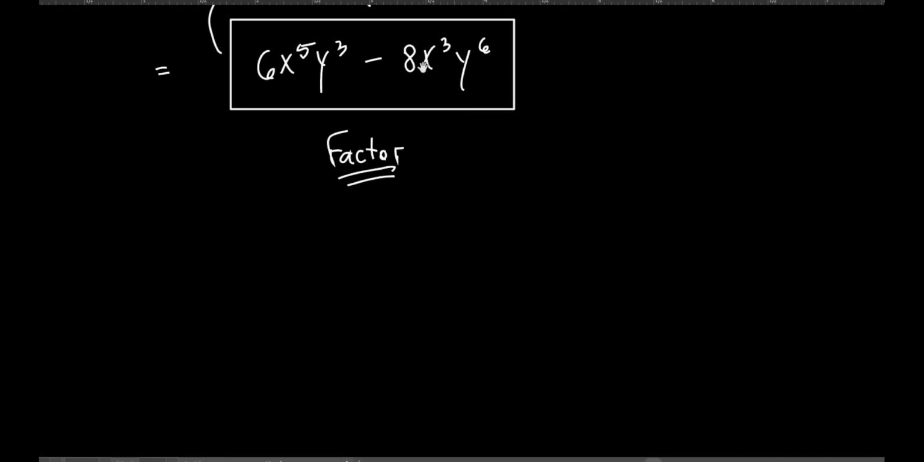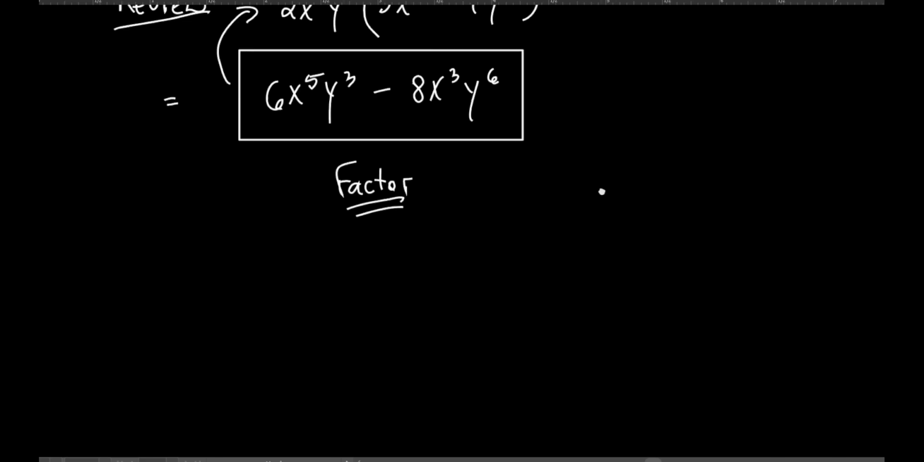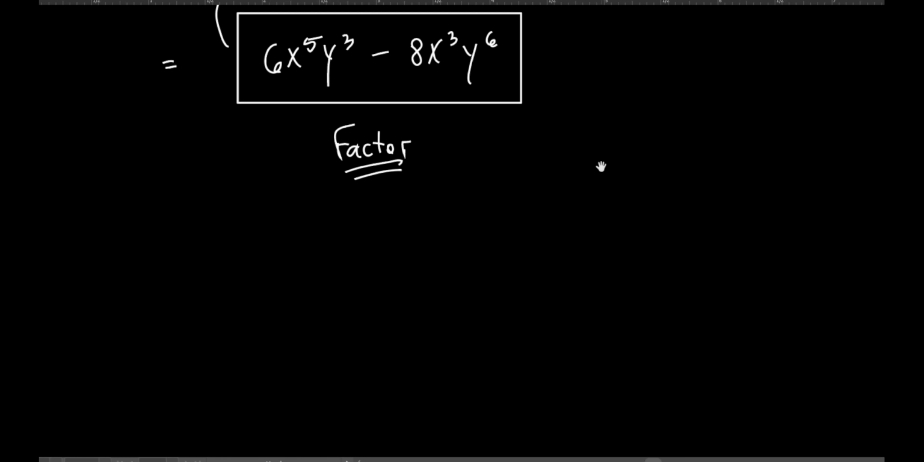So the question is, when it says to factor this, I want to find out what times what is equal to this thing right here. Well, you know your answer. It's that. But how did we get that? First of all, we do the factor thing that we just did before. I got a 6 and I got an 8.